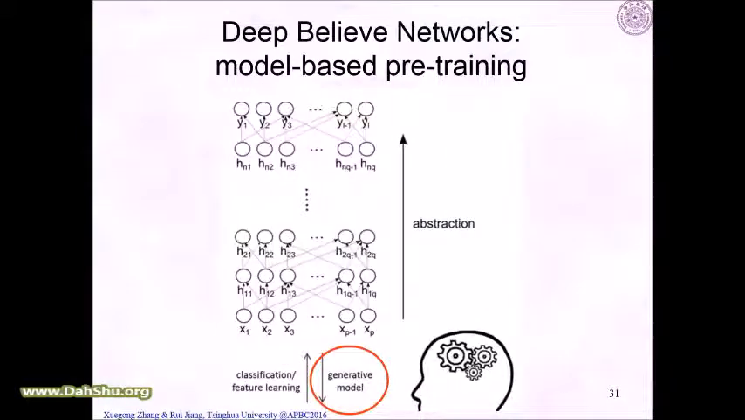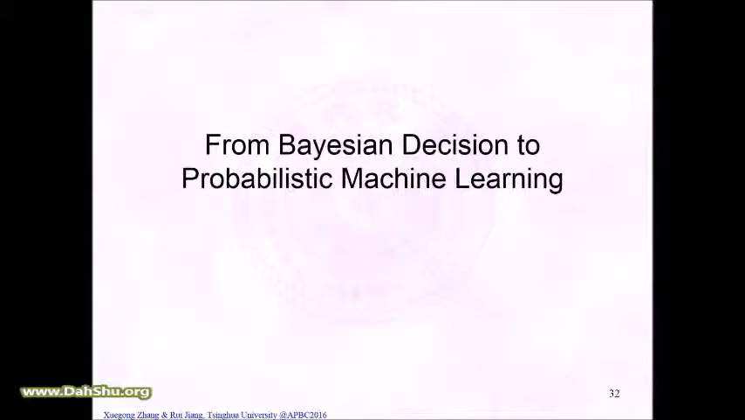So this is one way of using the model-free pre-training. And there are other methods that use probabilistic models to do the training of this. That is the so-called deep belief network. This is a family of methods. Oh, I think we are running behind our schedule. So let's go very quickly.